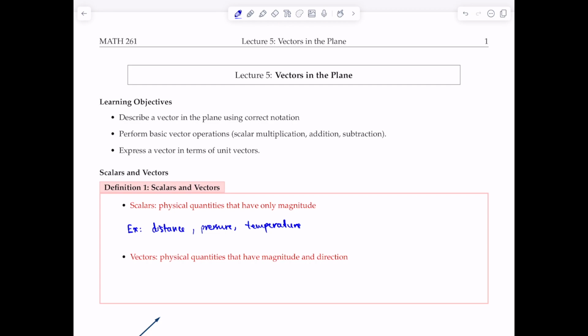For vectors, again, it's the physical quantity that has magnitude and direction. For example, velocity is an example of a vector. Acceleration is an example of a vector. Force is also an example of a vector. So here you have velocity, acceleration, and force.